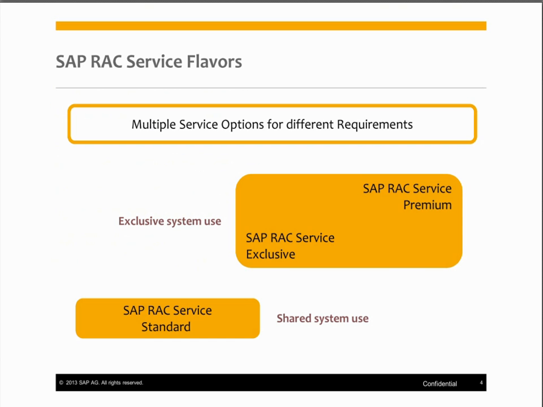For the first topic, I will give you an overview of the different flavors of SAP RAC Service. There are two groups of flavors coming with multiple service options for different requirements that I will outline during the next slides. The first group comes with shared access. This group, or this single flavor actually, will come with low-cost opportunities.